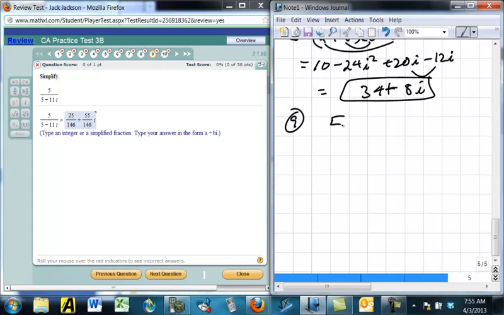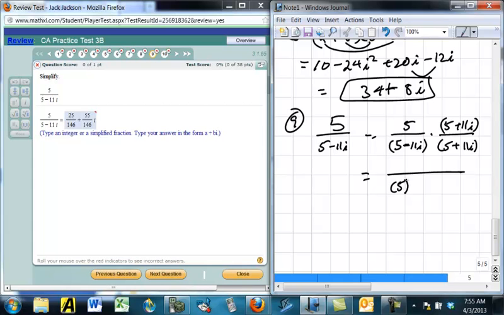5 over 5 minus 11i. Okay, to do it by hand, we want to multiply by the complex conjugate in the bottom. In other words, the other half of the sum and difference property. So this is the difference part, so we need the sum part here. Have to multiply the top by the same thing as we do in the bottom. And so we get a difference of 2 squares in the bottom.